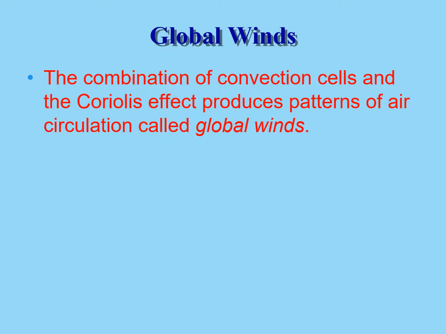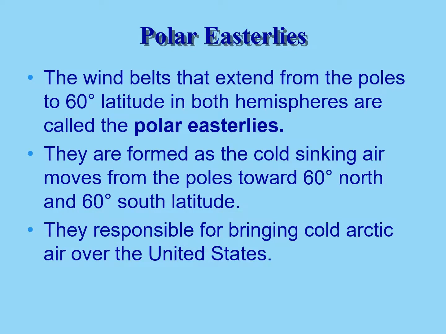The combination of convection cells and the Coriolis effect produce patterns of air circulation called global winds. So you don't have to know the names of the global winds, so this part I'm going to go through pretty quickly, but there are different ones.